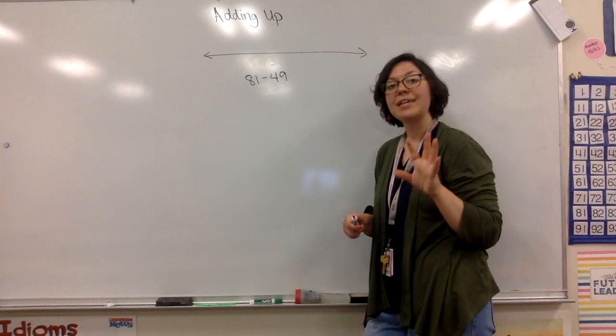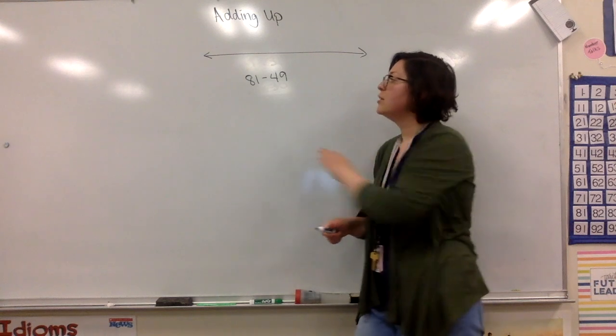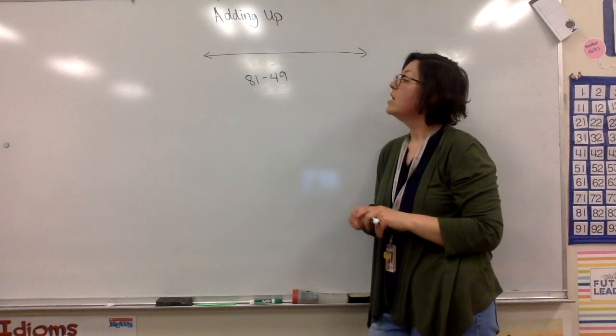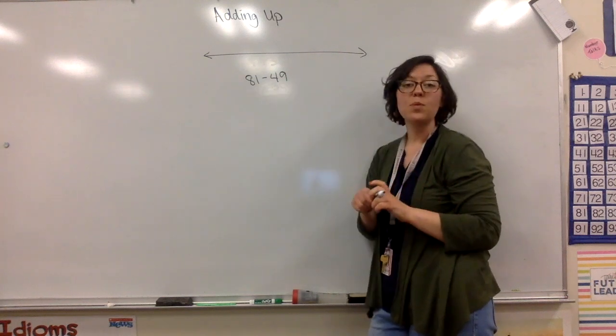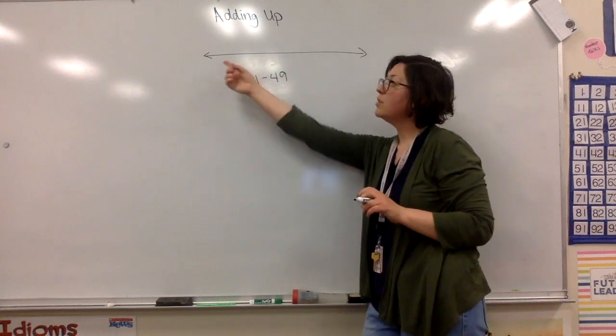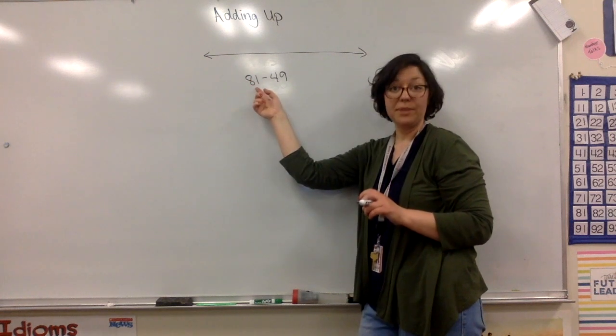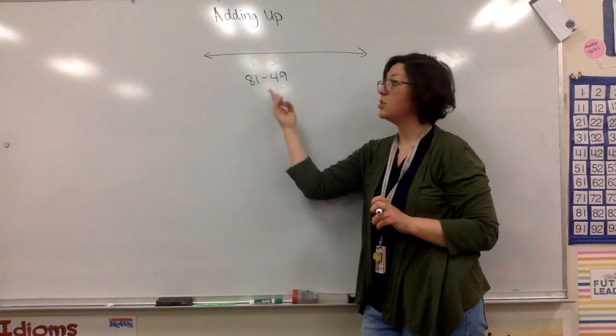Last week, for counting back, we started with the greatest number, and we worked towards the second number, right? This week, for adding up, we actually do the opposite. We start with 49, which will be over here, and we'll work toward 81. And we're going to see the distance between these two numbers.